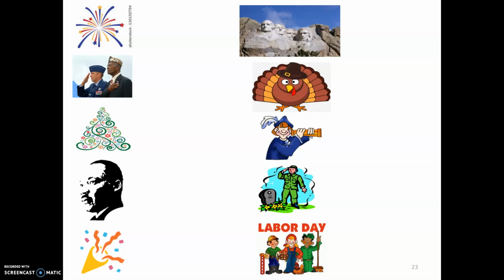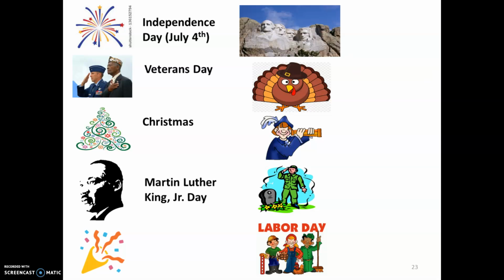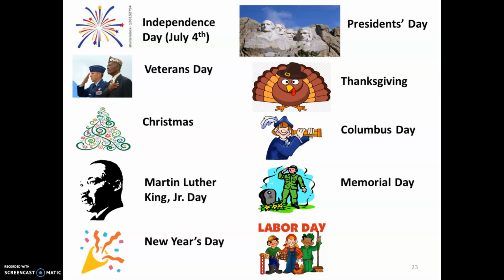The United States has many national holidays. One of these holidays is the 4th of July. This is also called Independence Day, and it's when we celebrate the U.S.'s independence from Great Britain. Other national holidays are Veterans Day, Christmas, Martin Luther King Jr. Day, New Year's Day, President's Day, Thanksgiving, Columbus Day, Memorial Day, and Labor Day. You will have to remember 2 of these.